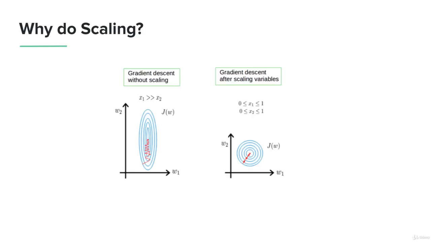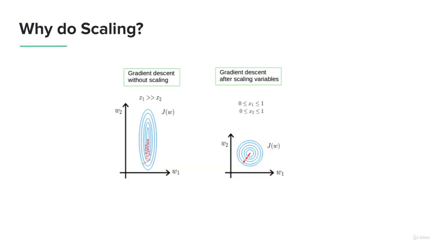Another advantage of doing feature scaling is that it helps gradient descent to converge faster. We need to remember that gradient descent is the algorithm where the training and the learning takes place, where the weights of the machine learning model are optimized.